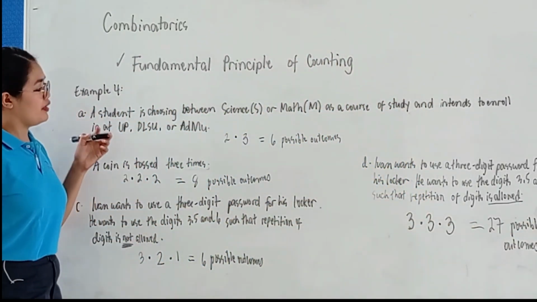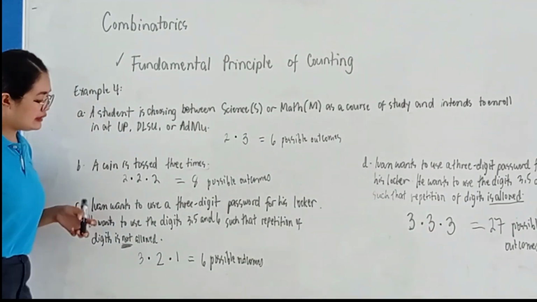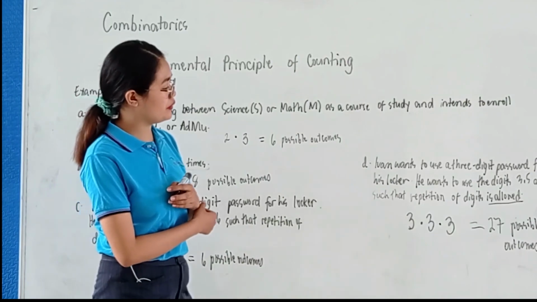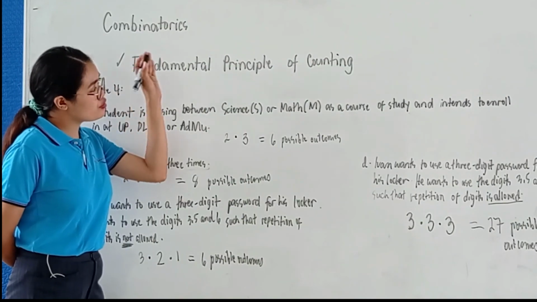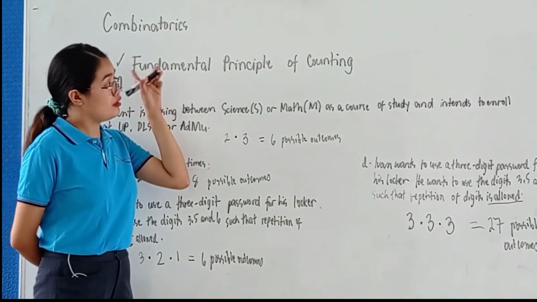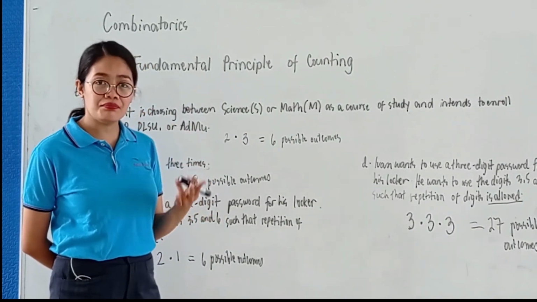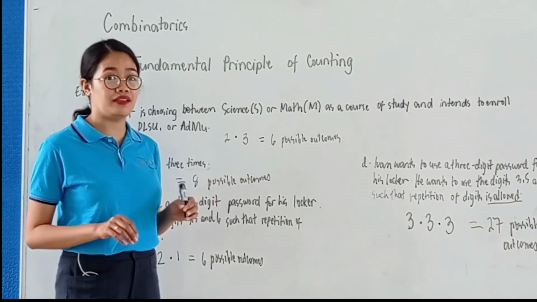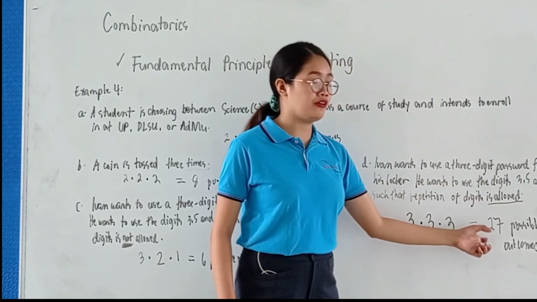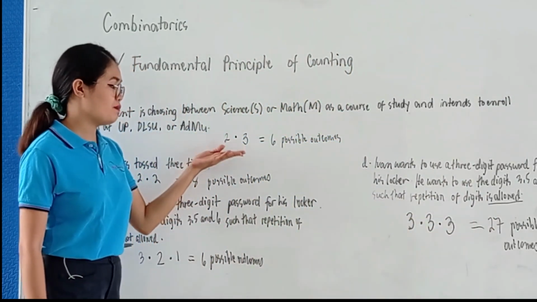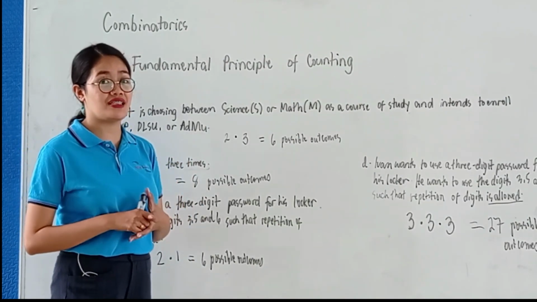So recap, for letter A, we have 6 possible outcomes. Letter B, that's 8 possible outcomes. C, 6 possible outcomes. And for letter D, we have 27 possible outcomes. Now, we have shown that using the fundamental principle of counting may not be able to tell us the specific possible outcomes of an event. However, it will give you an idea of the total number of possible outcomes for such events, without, of course, drawing your tree diagram or doing a systematic listing of the possible outcomes.